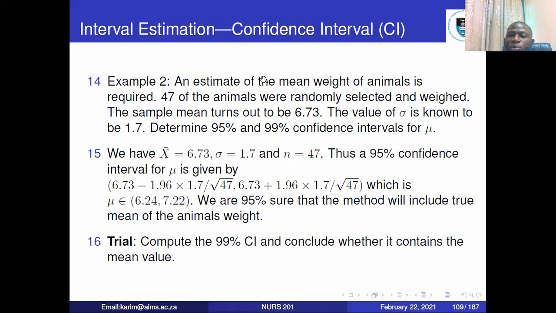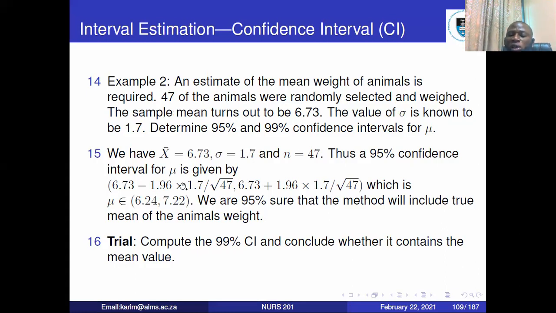So here is another example where you want to estimate the mean weight of animals. And you consider 47 of the animals. You randomly selected them. You don't go and pick those animals you like. You randomly select and weigh the animals. And when you weigh the 47 animals, you realize that the mean weight is 6.7 kilograms. And you know that the population standard deviation is 1.7. So you know the population standard deviation. You also know the sample mean. You know your N to be 47.